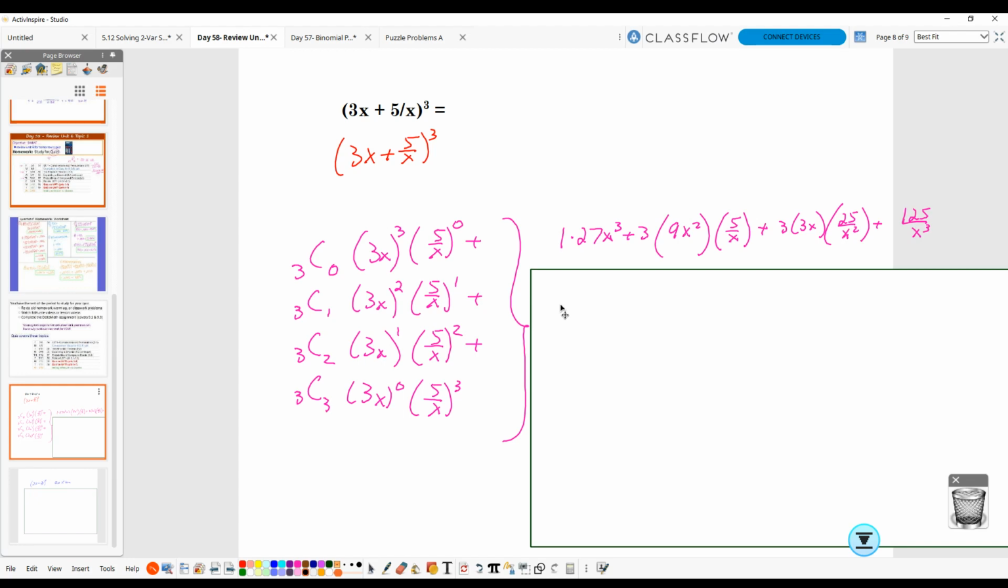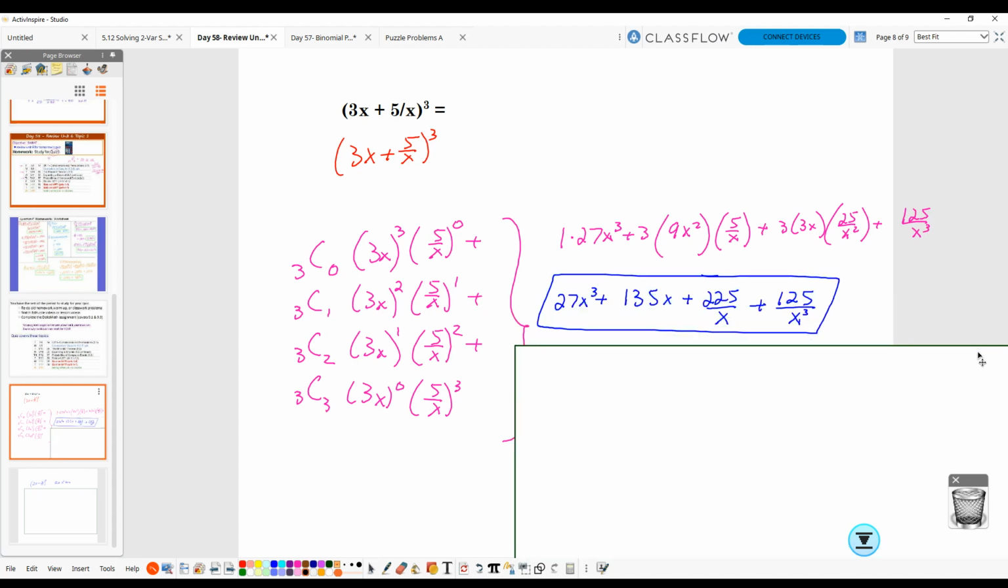Don't leave it like this. You need to do the multiplies, just showing you the next steps. 3 choose 2 is 3 times 3x, the whole thing squared, times 5 over x squared. 5 over x cubed is 125 over x cubed. Then doing the multiplies, we end up with this as our expansion.